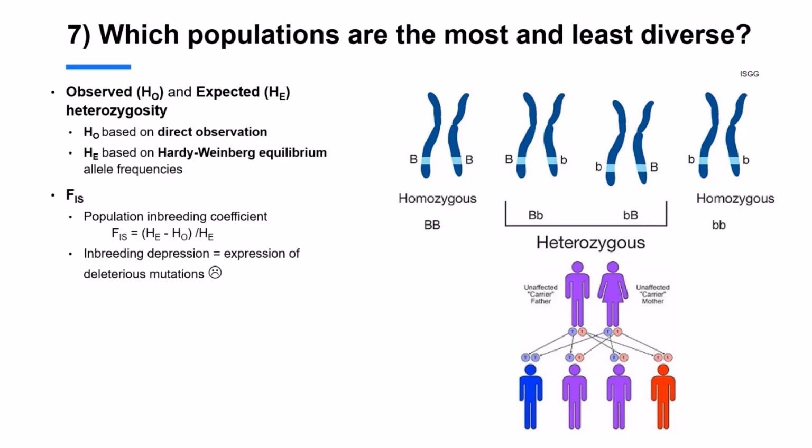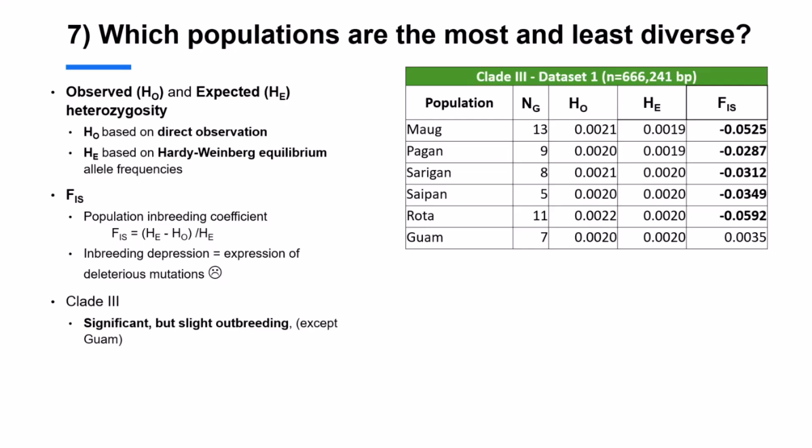FIS is then a direct derivative of rates of heterozygosity. So FIS is a population inbreeding coefficient that ranges from -1 to +1, and +1 relates to high degrees of inbreeding depression. Inbreeding depression describes the phenomenon of increased expression of deleterious mutation that's brought on from a ton of homozygosity. So essentially, heterozygous populations are healthier, and homozygous populations might be experiencing inbreeding depression. Here's what those results look like for clade 3.